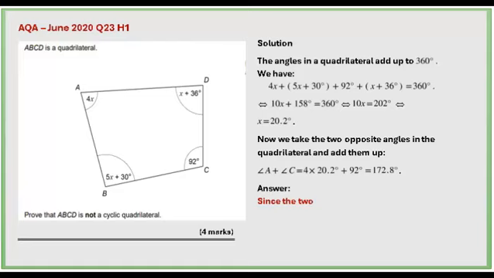Therefore, since the sum of the opposite angles in this quadrilateral is not 180 degrees, the quadrilateral is not a cyclic quadrilateral. And that is your answer for the marks. Pretty easy, pretty quick. And that's it. Very nice geometry problem.